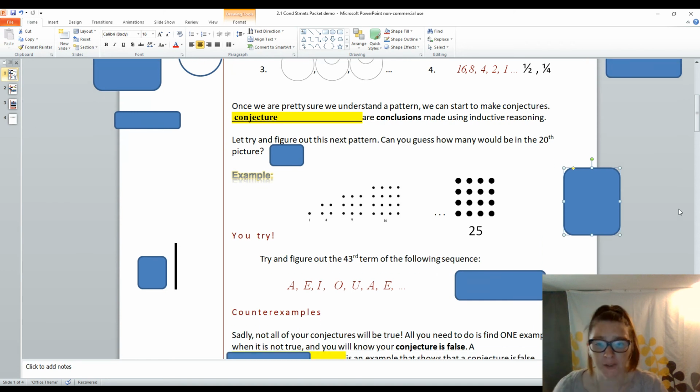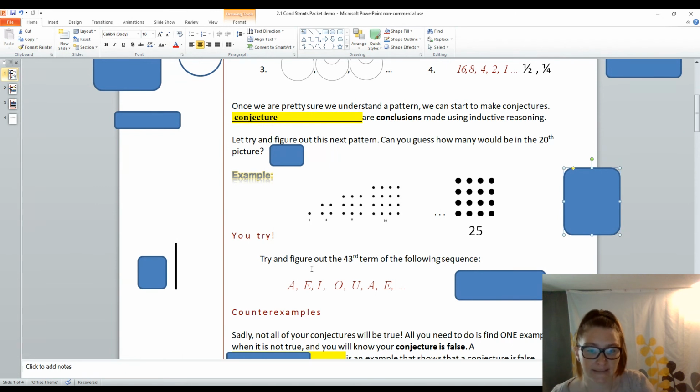It says try and figure out the 43rd term of the following sequence. The sequence is A, E, I, O, U, A, E. Now, remember, you do not want to write out 43 terms. You want to find the pattern. So pause your screen, try to find the pattern, try to find a quick way to get to the 43rd term. All right, so now let's go over it.